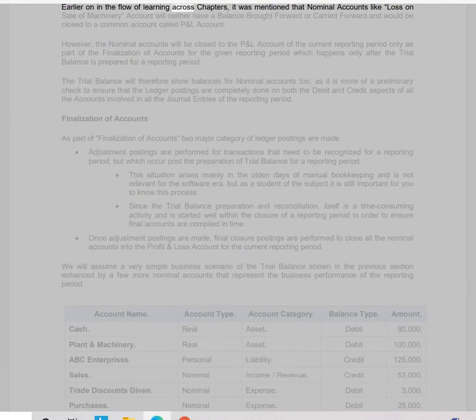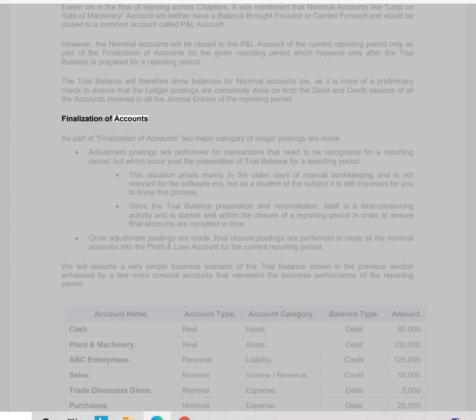Earlier on in the flow of learning across chapters, it was mentioned that nominal accounts like the loss on sale of machinery account will neither have a balance brought forward or carried forward, and would be closed to a common account called the P&L account. However, the nominal accounts will be closed to the P&L account of the current reporting period only as part of the finalization of accounts for the given reporting period, which happens only after the trial balance is prepared for a reporting period. The trial balance will therefore show balances for nominal accounts too, as it is more of a preliminary check to ensure that the ledger postings are completely done on both the debit and credit aspects of all the accounts involved in all the journal entries of the reporting period.